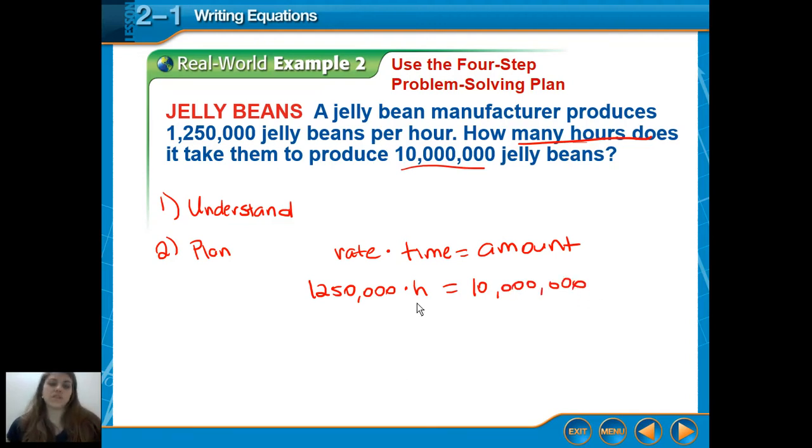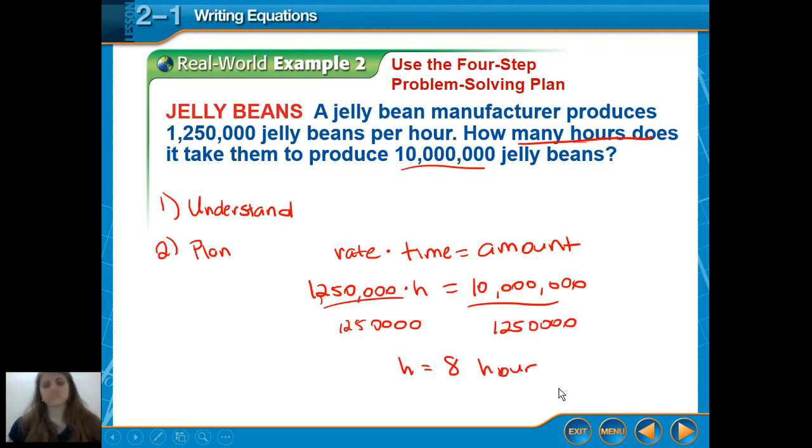So if we were to solve this for H, we would divide both sides by 1,250,000. If I do that, I get H equals 8. So it will take 8 hours. Okay, so that was step 2 and also step 3. Step 3 is to solve. Okay, and then our final step is step 4, and that's just to check.